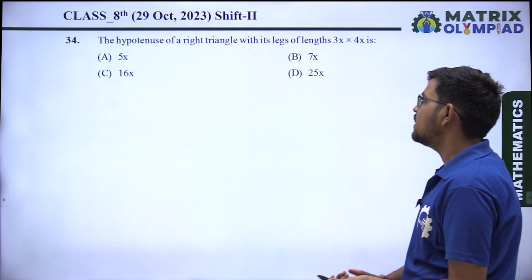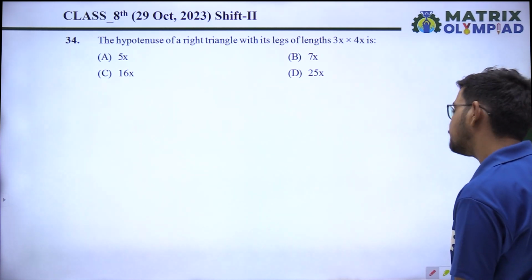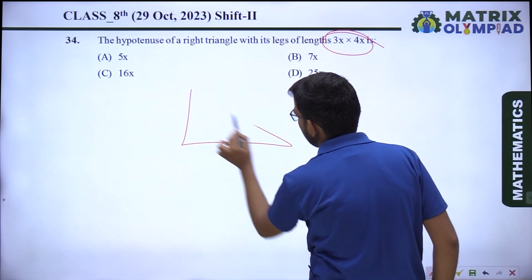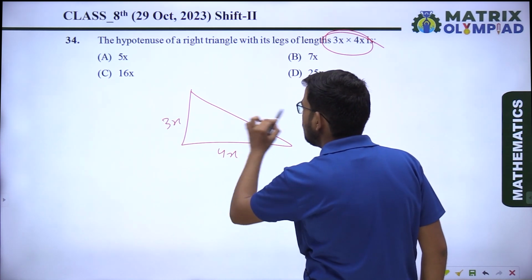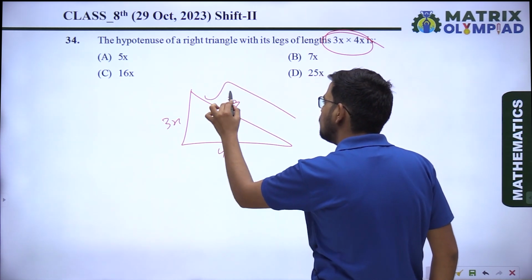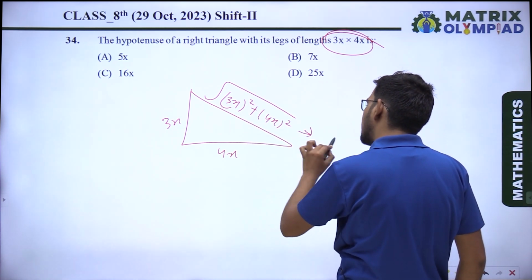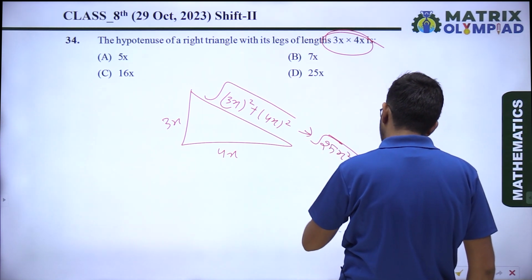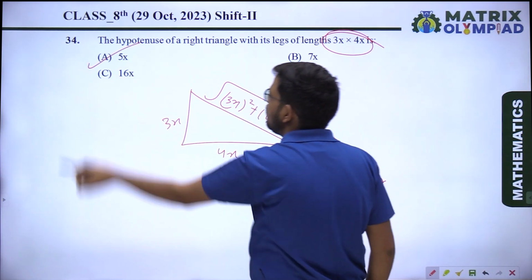Next question: the hypotenuse of a right angle triangle with legs of length 3x and 4x. The lengths of the legs are given. So in a right angle triangle, the legs are 4x and 3x. So the hypotenuse will be the root of 3x square plus 4x square. So that will be the root of 25x square, and that is 5x. So the length of the hypotenuse is 5x.